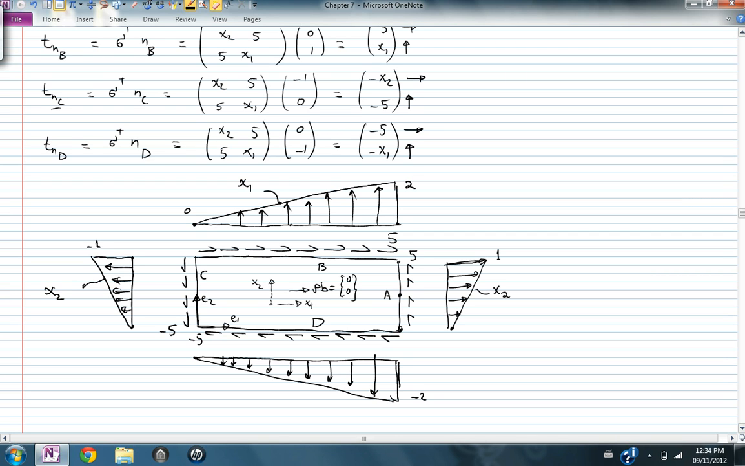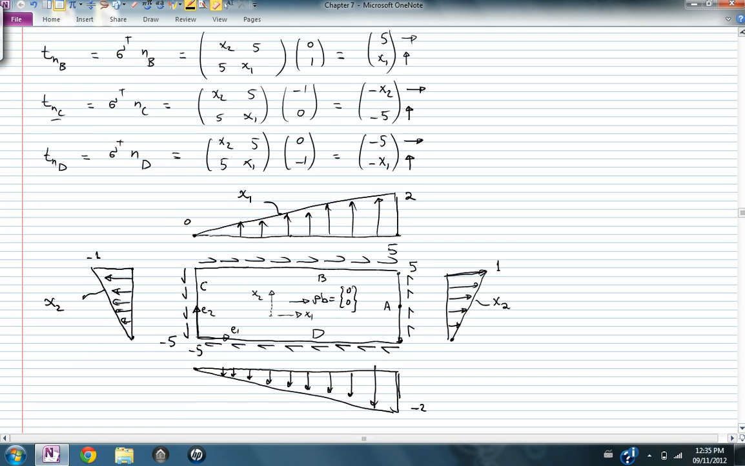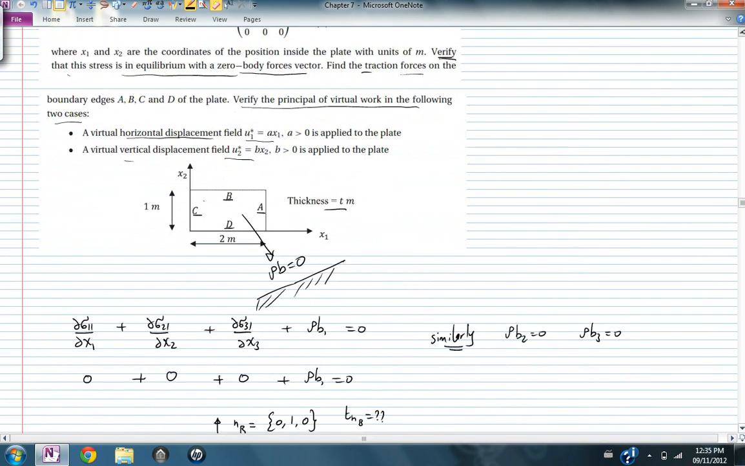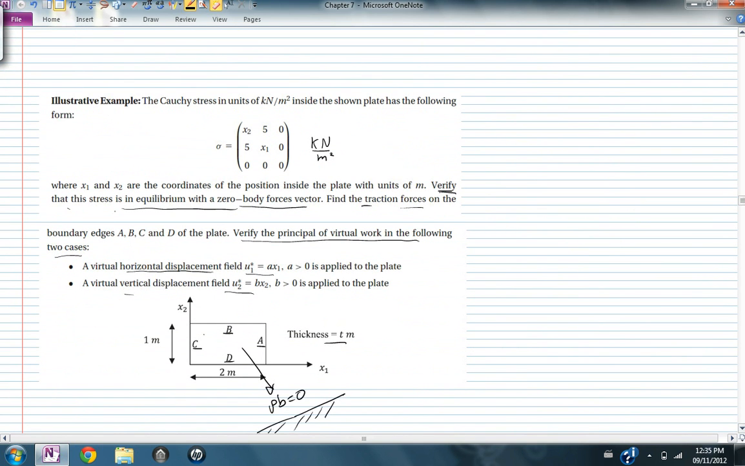The forces, so these are the external forces acting on the object. Okay, so let's go back and read what we wanted to do for this problem. First, we verified that the stress is in equilibrium with the zero body forces vector, and we found the traction forces, or the traction vectors, on the boundary edges A, B, C, and D.